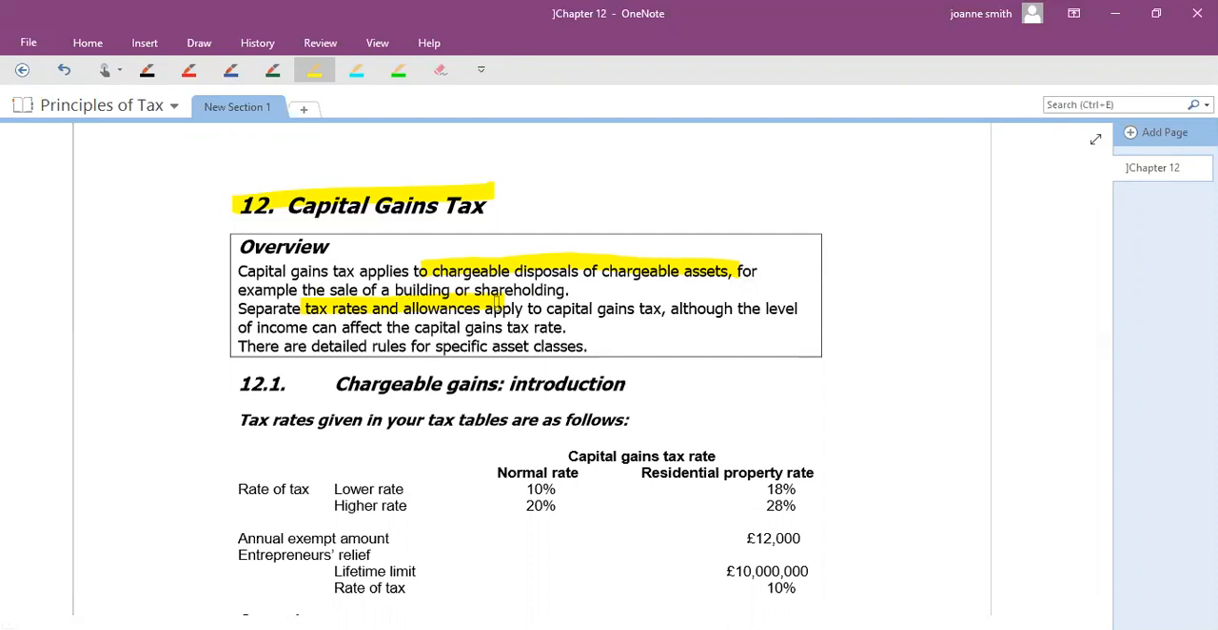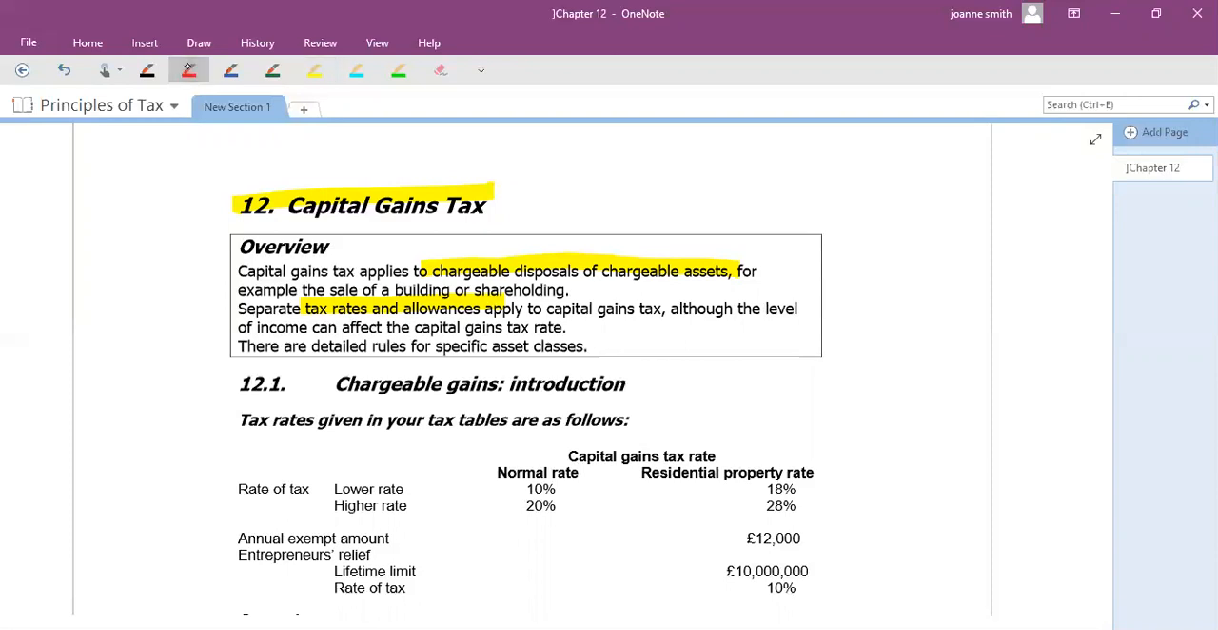capital gains tax is. So in simple terms, it's where you sell an asset. So if you sell an asset and the proceeds are greater than the cost, then it results in you making a profit, which we refer to as a gain. So this gain may be subject to tax.